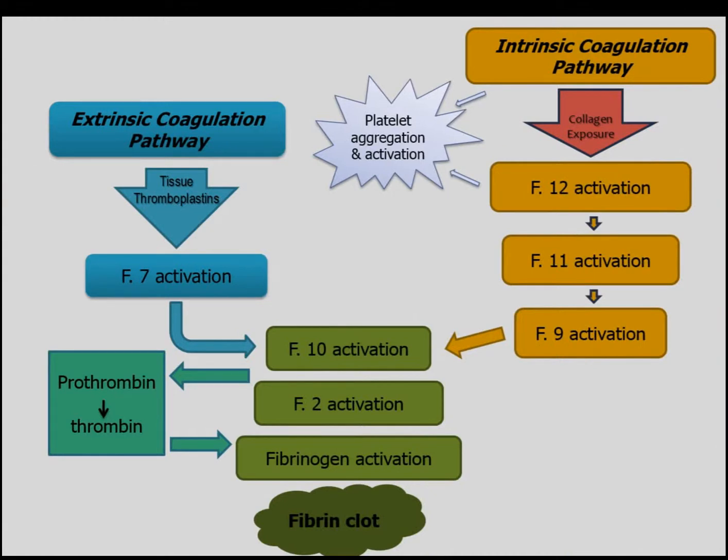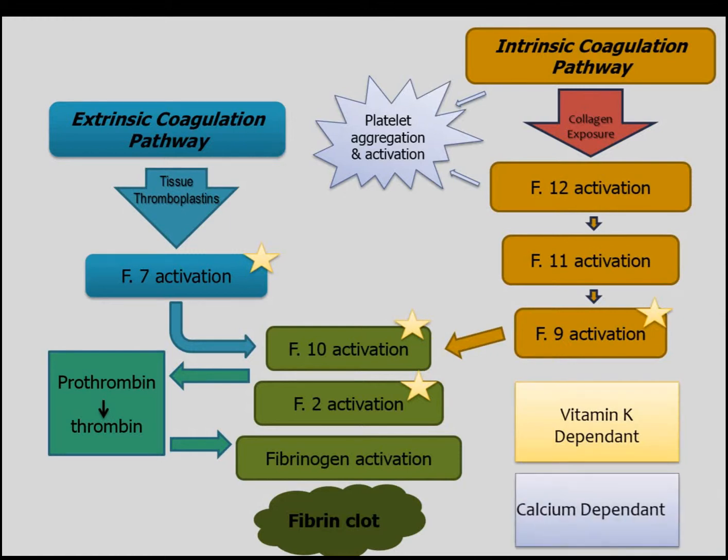The coagulation cascade is also dependent on specific vitamins and ions in order to have its factors activate properly. So the following factors are dependent on the presence of vitamin K for their successful activation. And these factors are dependent on calcium ions for their activation. The mechanism of action is not important for you as technicians to know, but just know which factors are dependent on vitamin K and which are dependent on calcium.